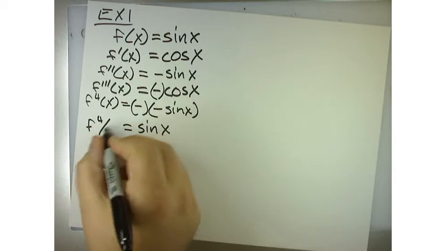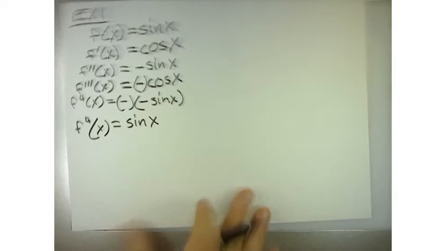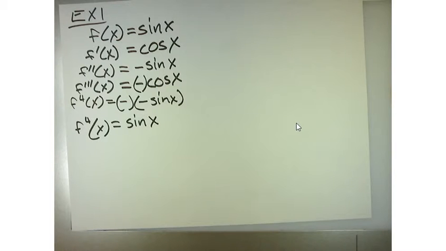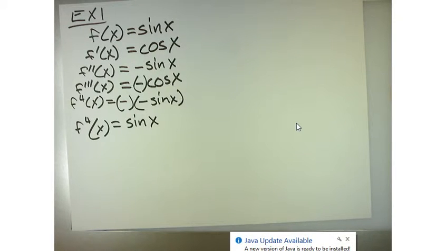Sine and cosine are the foundation for all trig functions, right? Sine, cosine, and then we know that tangent is sine over cosine. We'll deal with that when we get to it, okay?